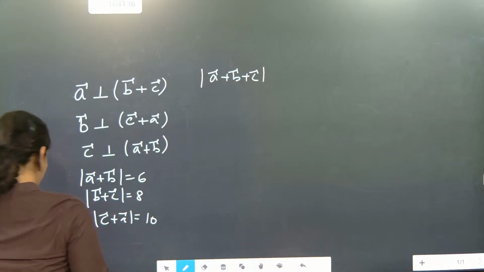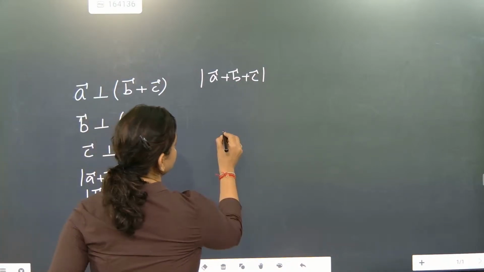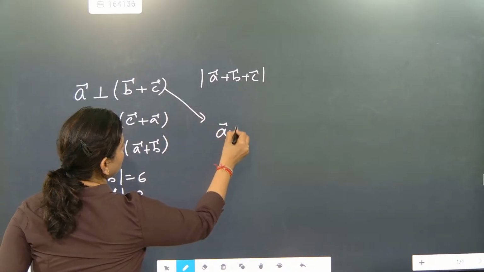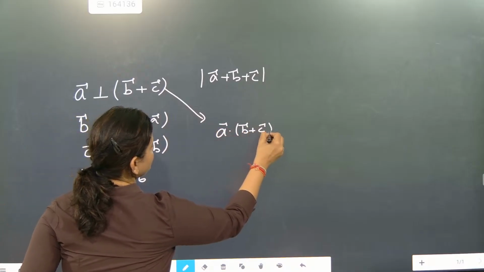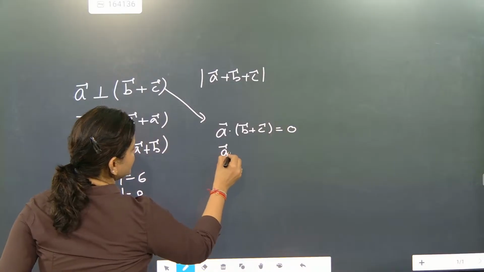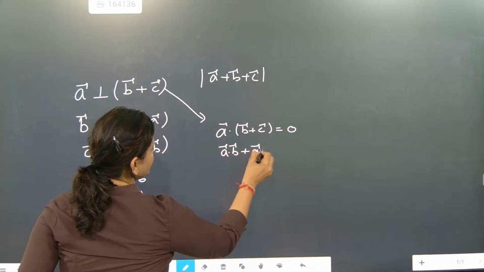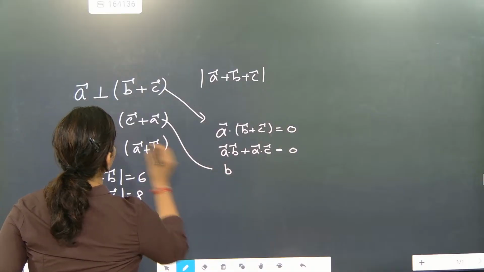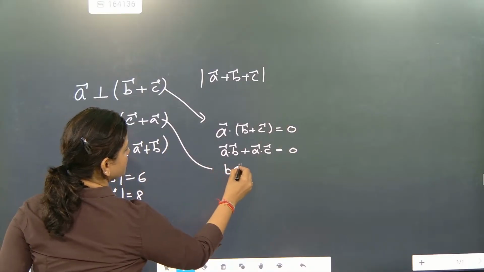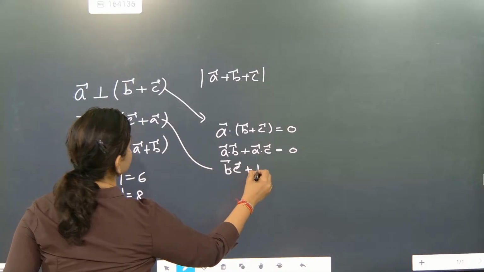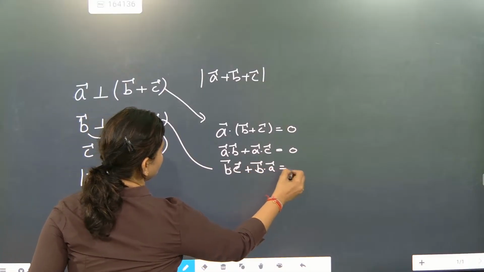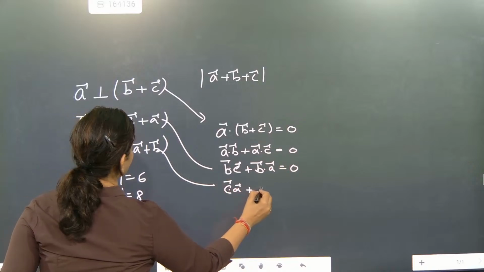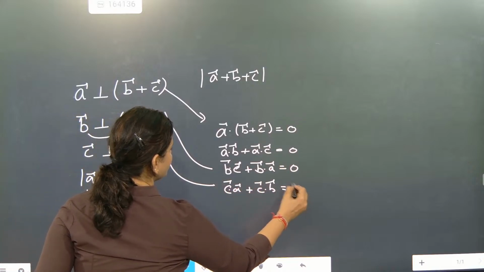So first what we will do, dot product of that part will become 0. For the first case, A vector dot (B plus C) will become equal to 0. That means A vector dot B vector plus A vector dot C vector is equal to 0. Similarly, B vector dot C vector plus B vector dot A vector will become equal to 0. For this, C vector dot A vector plus C vector dot B vector will become equal to 0.